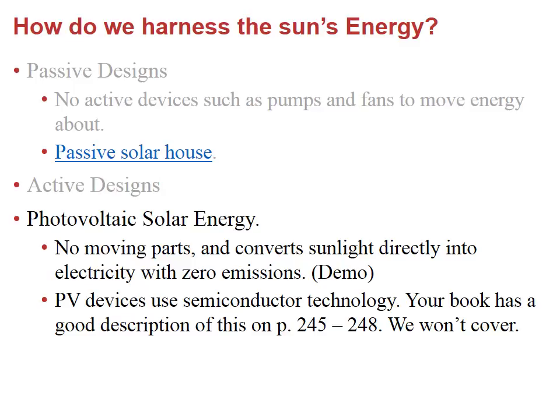So the thing that distinguishes PV energy is that there's no moving parts, and these panels convert sunlight directly into electricity. And once they're built, they are emission-free. PV devices use semiconductor technology, and we are not going to talk about how semiconductors are used to turn sunlight into electricity, but if you are interested in that, there's a pretty nice discussion on those pages of your book.